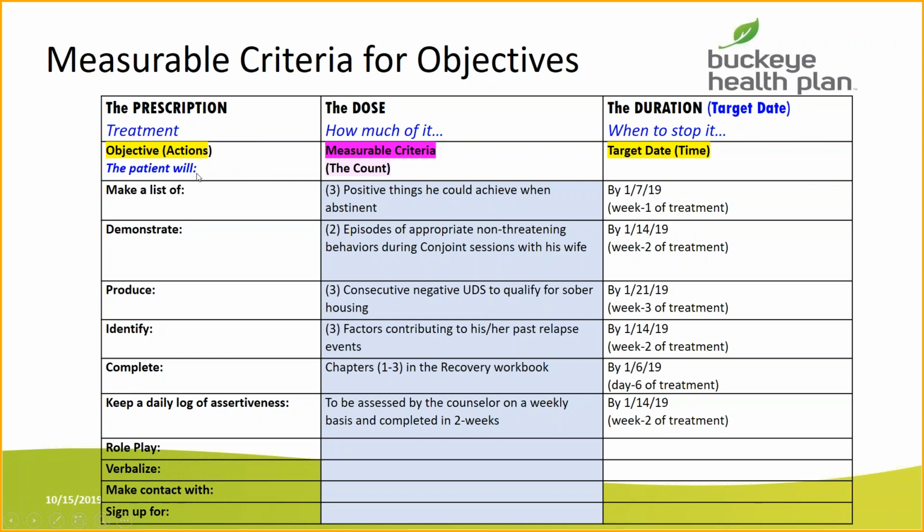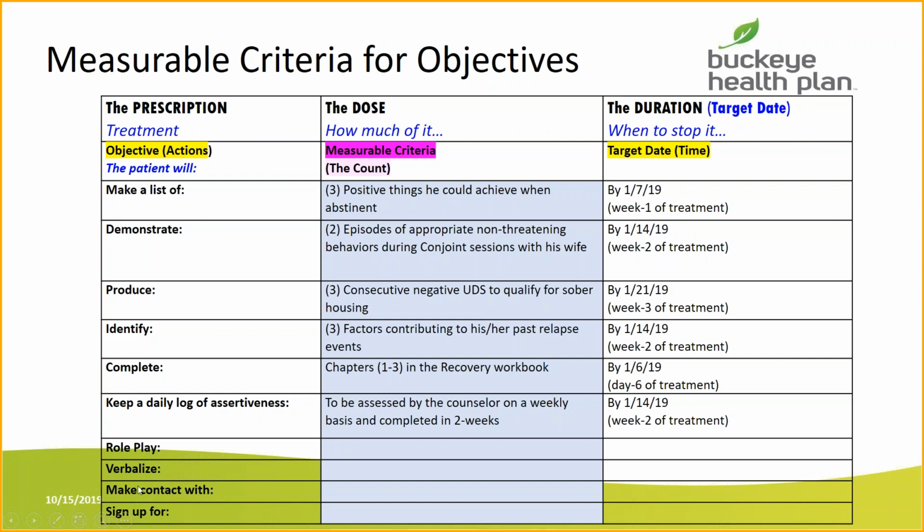And it starts out with what the patient will do. Patient will make a list, demonstrate, produce, identify, complete, keep a daily log, role play, verbalize, make contact with, sign up for. These are things that you feel that the patient should do in order to gain the skills to complete their treatment goals. You assign them to do these things.